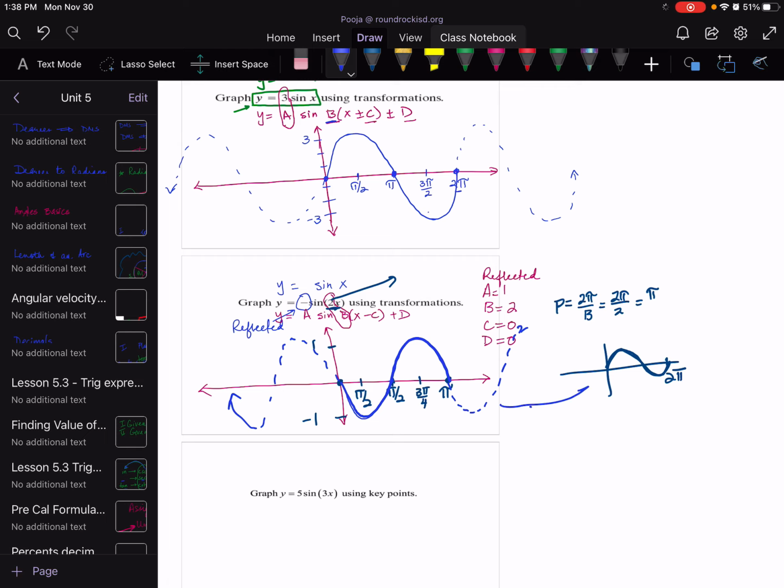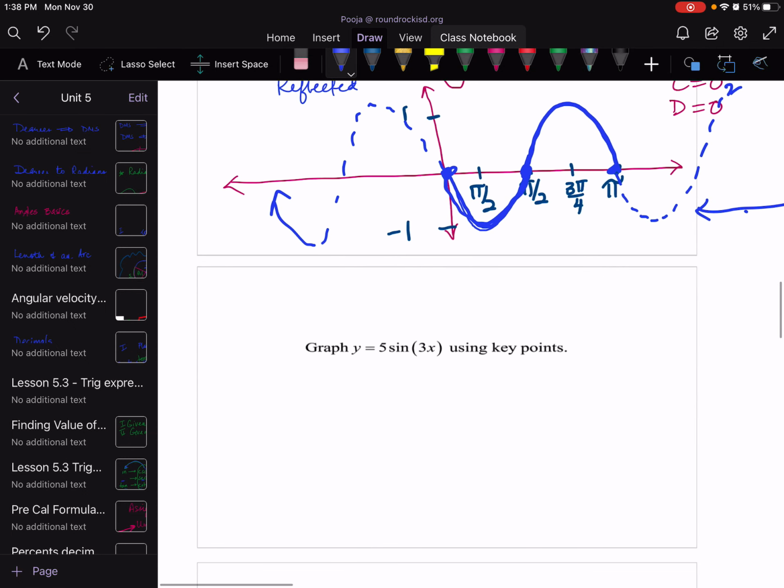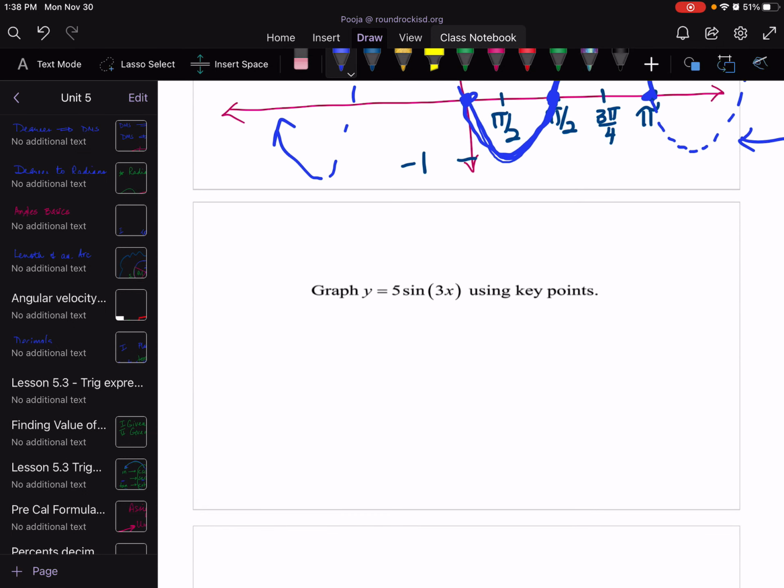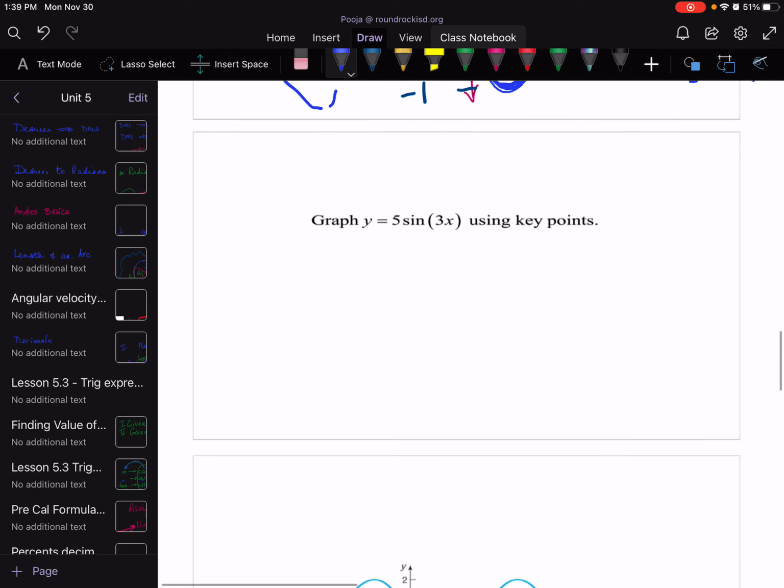You can compare this to the parent function. Since there's no C, there's no shift, so it starts at the same point. However, because the period is different, instead of one cycle ending at 2 pi, that one cycle is ending at pi. And the other thing was the negative. Instead of going up first and then going down, this one goes down first, halfway through it comes right back at 0 and then goes up. All right, those are the only two differences. And we can keep introducing A, B, C, and D. If all four are present, the more complicated the graph gets.